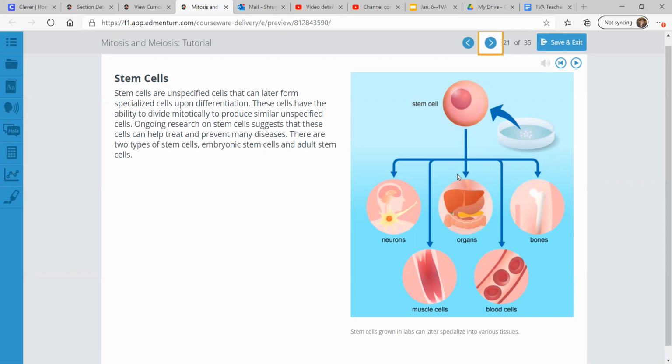There are two types of stem cells. We have embryonic stem cells and adult stem cells. And here we get a diagram. Stem cells grown in labs can later specialize into various tissues. So it's very cool.